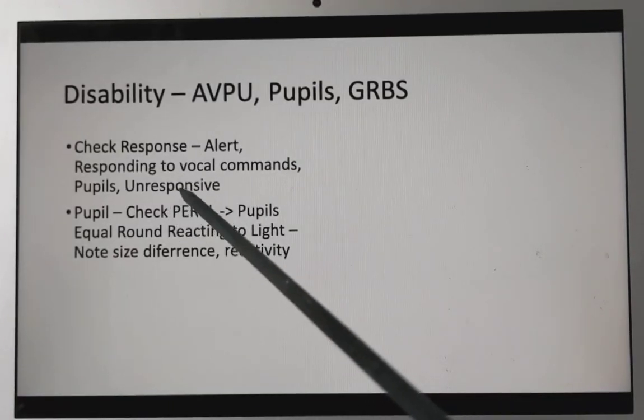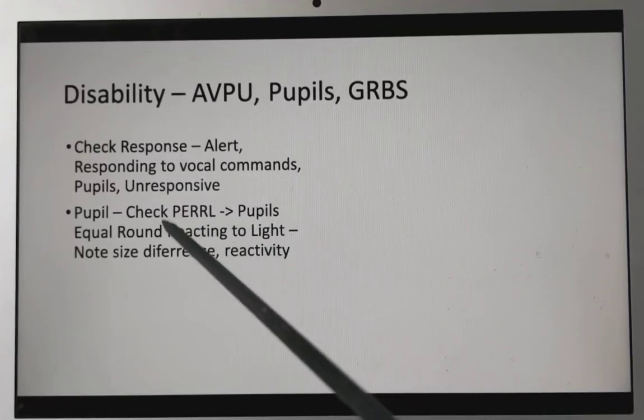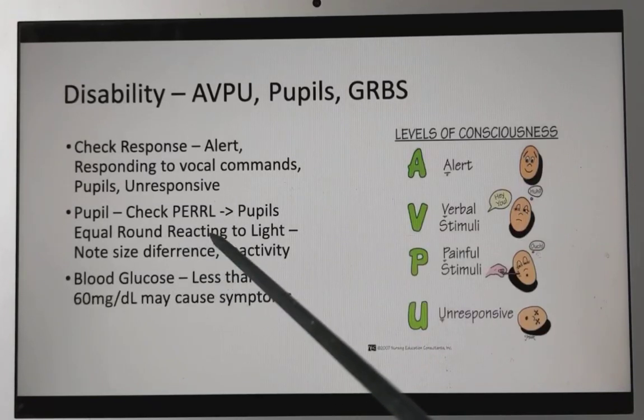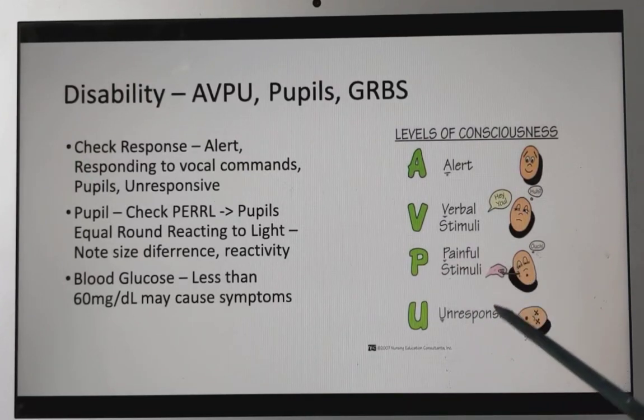Then I check the pupils. So PEARL, which is pupils equal and round, reacting to light. Note any size difference and reactivity. So this is the AVPU scale appearing here. This is a good diagram.